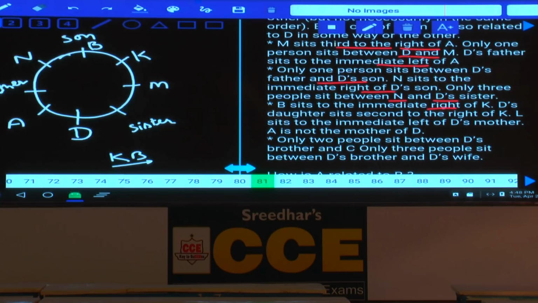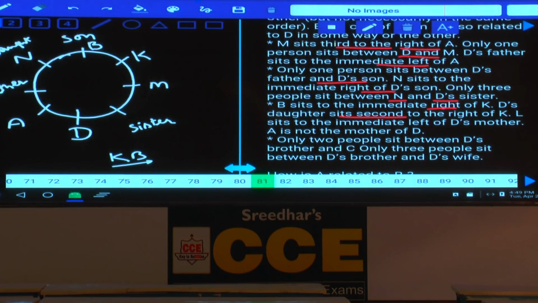And D's daughter sits second to the right of K. Now, D's daughter sits second to the right of K. K is here. Hence, where should this N be? N must be the daughter. Are you following this one or not? N is the daughter. Hence, B sits to the immediate right of K. D's daughter sits second to the right of K.